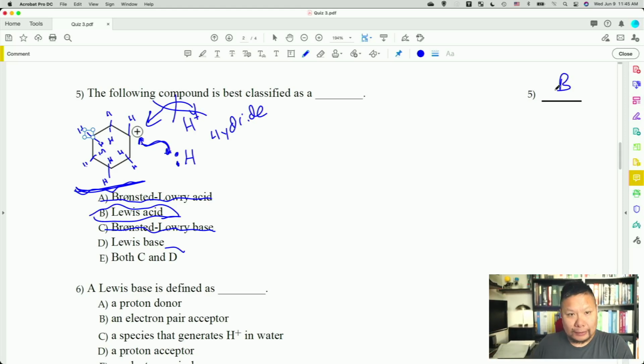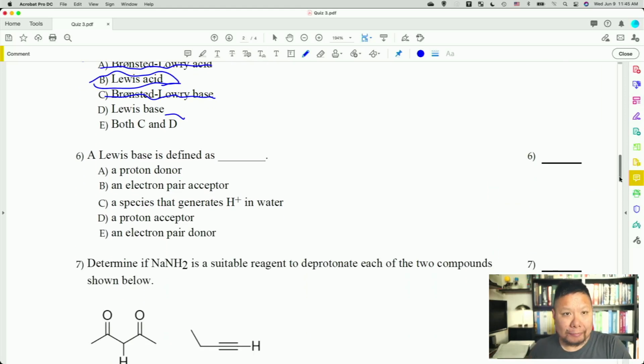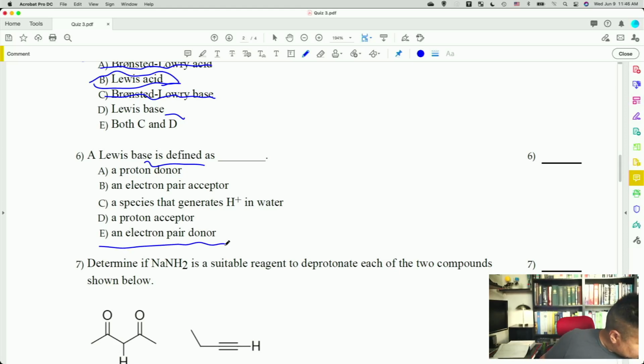The next question is another basic definition question. A Lewis base is defined as what? We just said it in the previous answer. It is an electron pair donor.